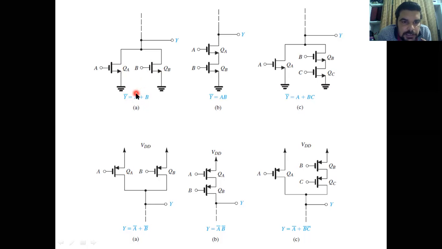For one NMOS transistor, input is A. For another NMOS, input is B. So you can see that these two NMOS transistors are connected in series. Sorry, in parallel. By this, we can design the combinational logic pull down network.